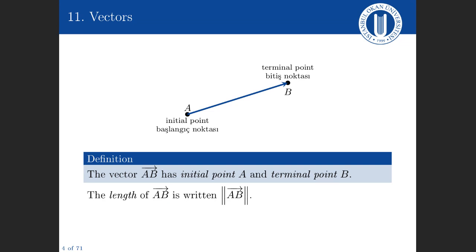We might call a vector AB. This is a vector which has a starting point or initial point A, and it finishes at a terminal point B. If we want to talk about the length of the vector AB, we use these two vertical lines: two vertical lines, AB, two vertical lines.